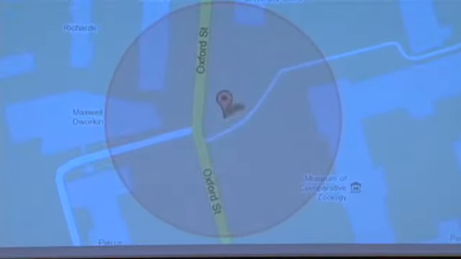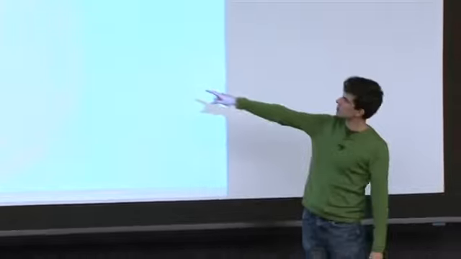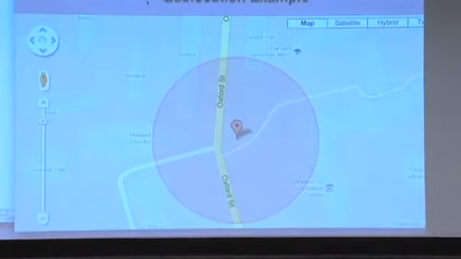When I was at home and I was trying this, the circle was big enough to encompass several states. But in this case, because of the IP range, I suppose, that we have here, it actually has a pretty good fix on where we are. It's relatively close to our actual location.